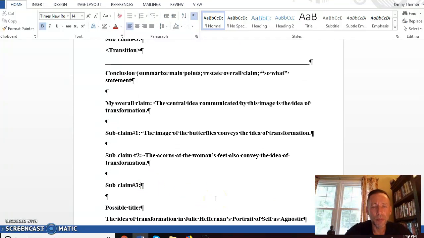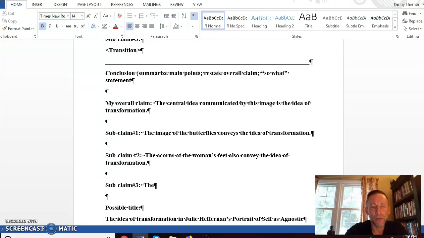Okay, so in subclaim 3 then, I could then relate that to one of the other symbols in the image, and I could also maybe use the windows and maybe somehow argue that windows, since they represent opportunities, also represent the idea of transformation. There's so many other ways I could do this.